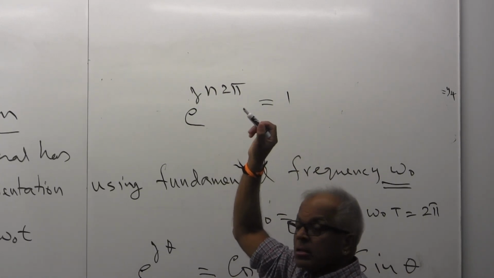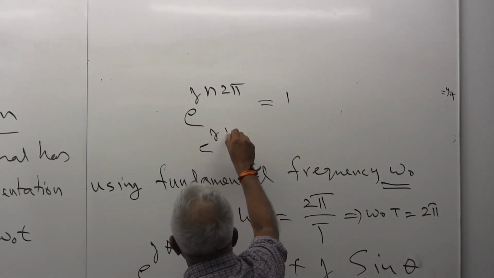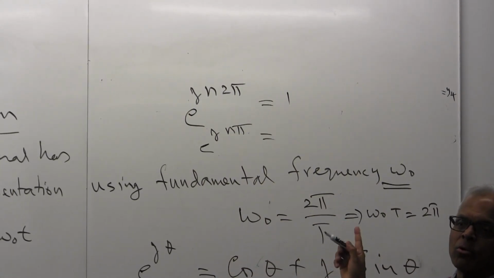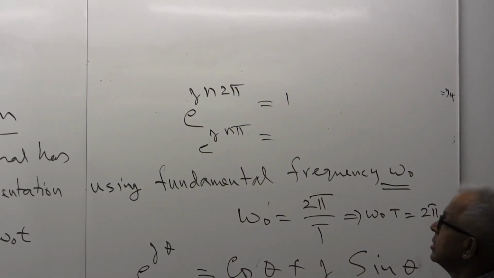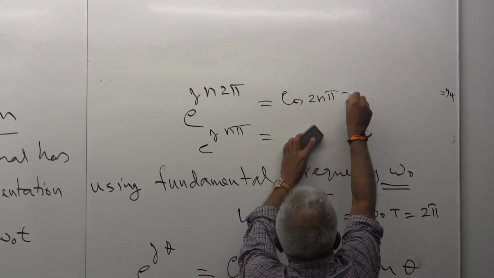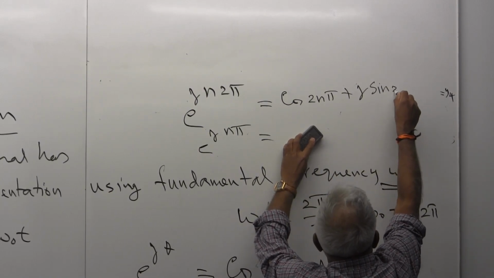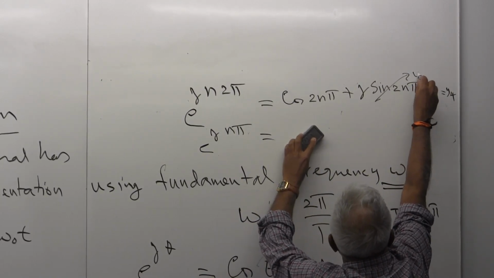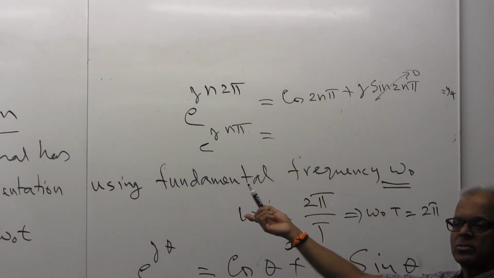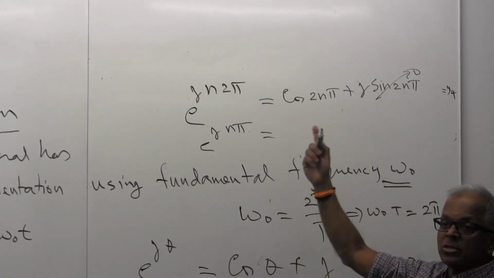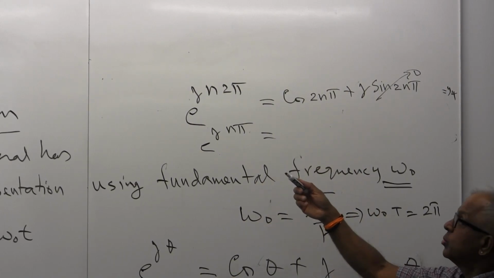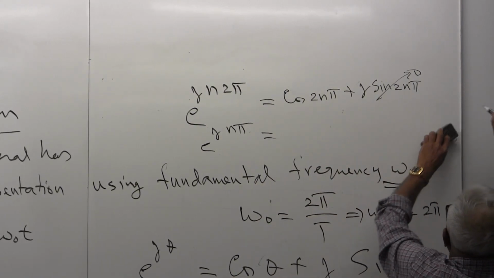Yes? How about this? If you're not following me, don't sit there, ask me why. Because this is cos 2n pi plus j sine 2n pi. Remember, the sine part is always 0, because sine 0, sine 2 pi, sine 4 pi are all 0. Cos 0 is 1, cos 2 pi is 1, cos 4 pi is 1. So what he said is right. This is equal to 1.